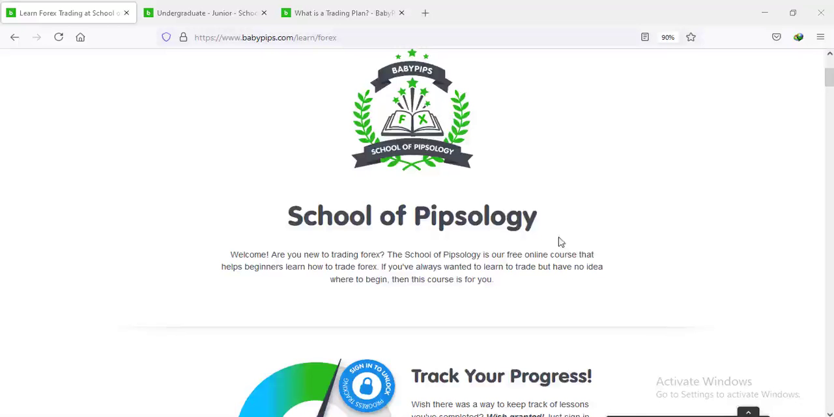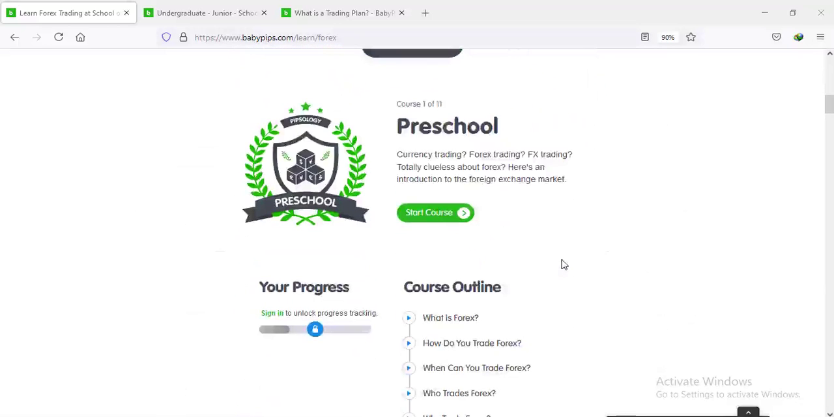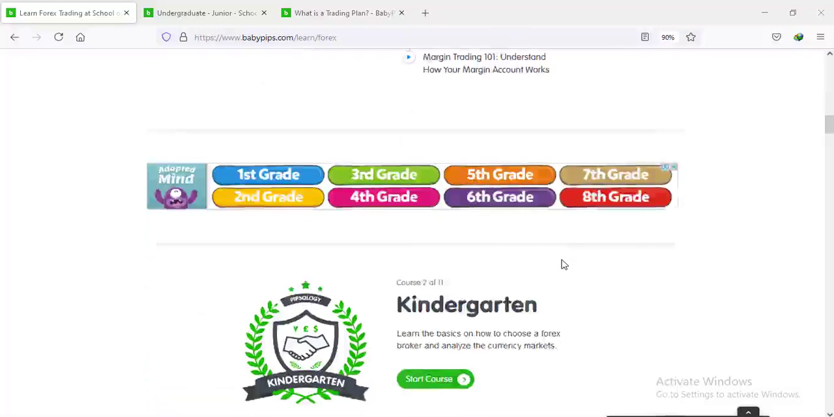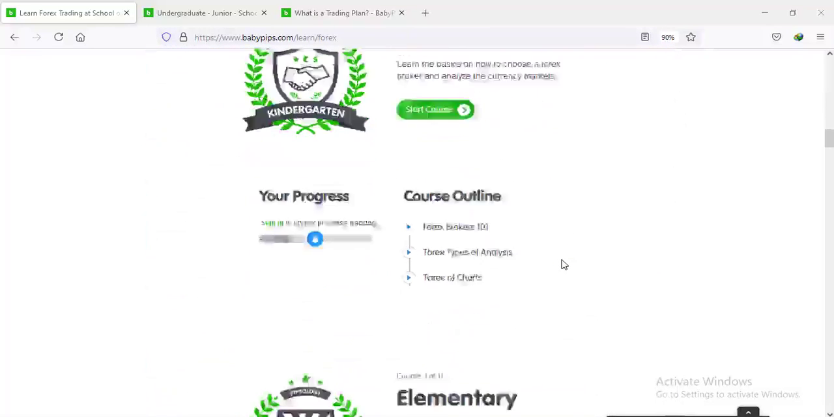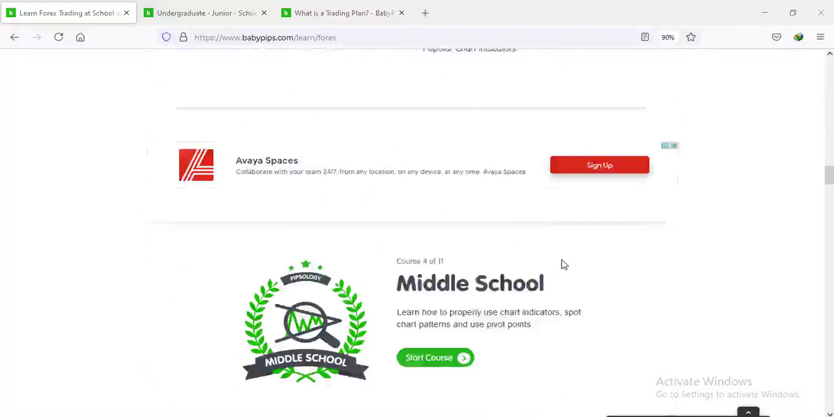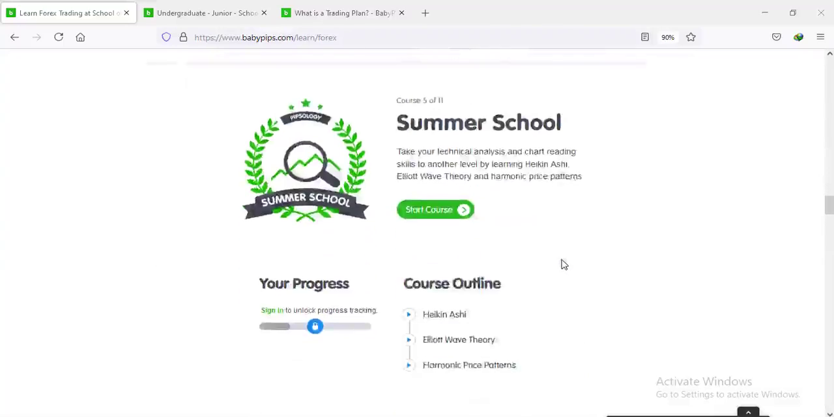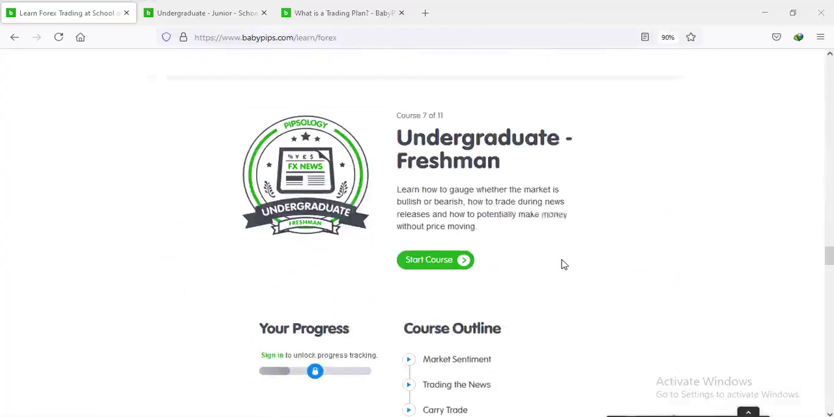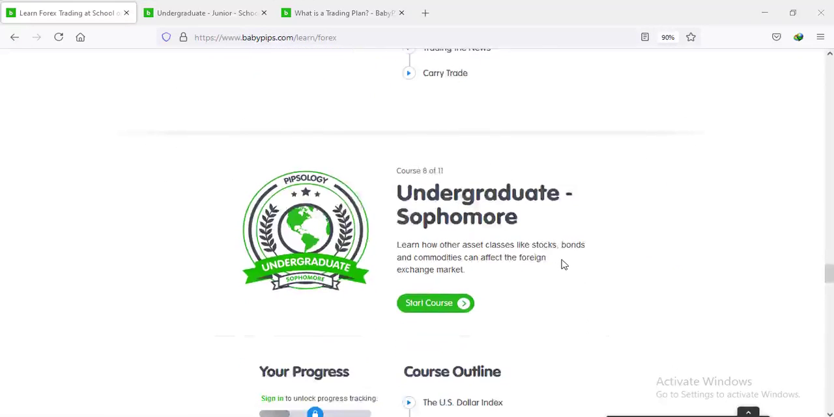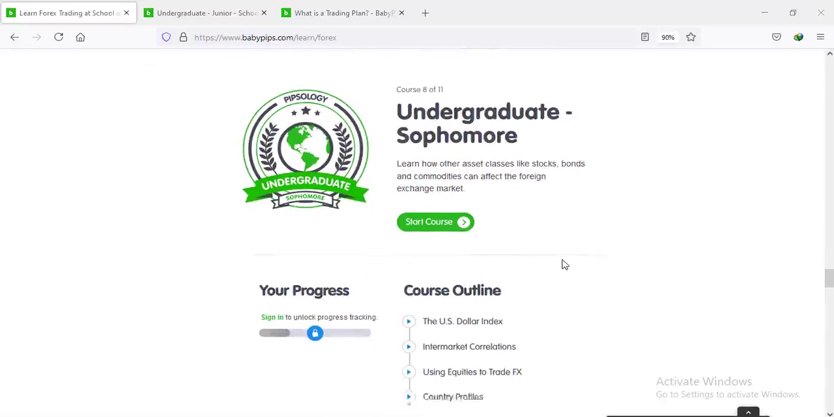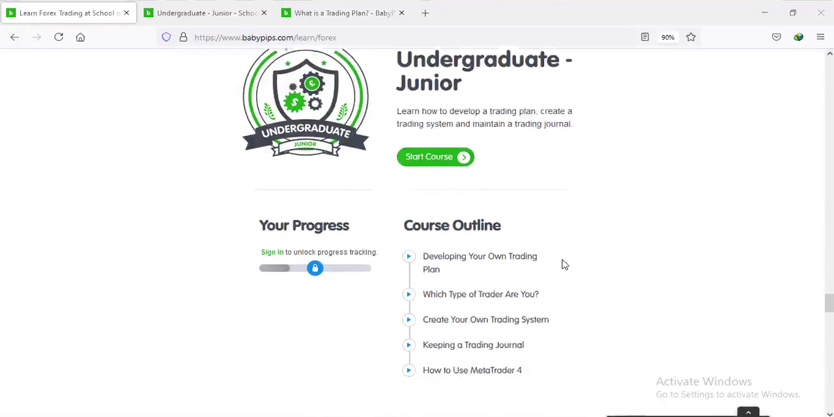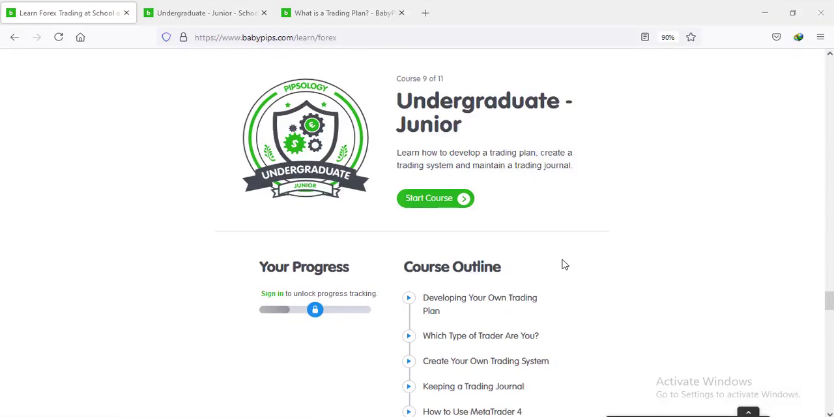I'm so excited because today we are going to continue from course 9. We've finished preschool, course 1. We've also concluded kindergarten way long back, elementary, long time ago, middle school, summer school, high school, undergraduate freshman, that's course 7, undergraduate sophomore, that's course 8, and today we are about to begin undergraduate junior.